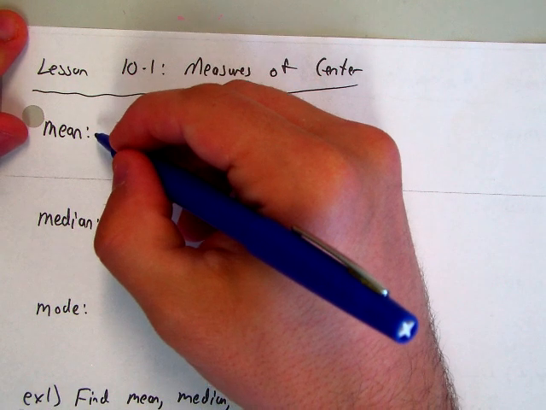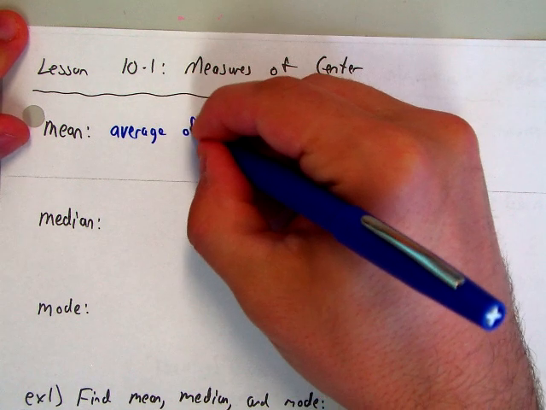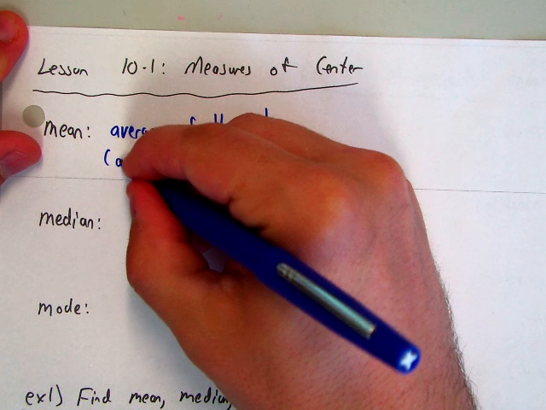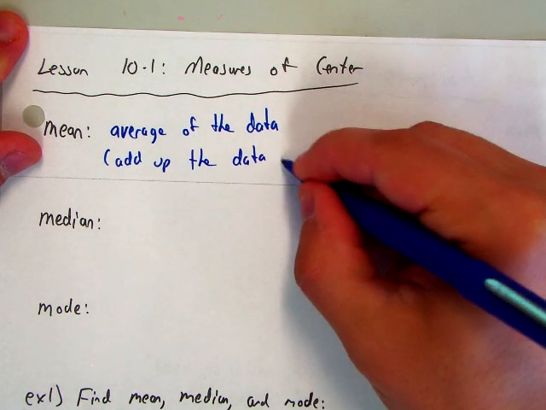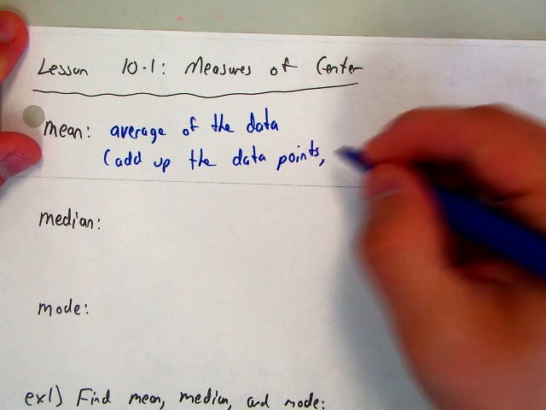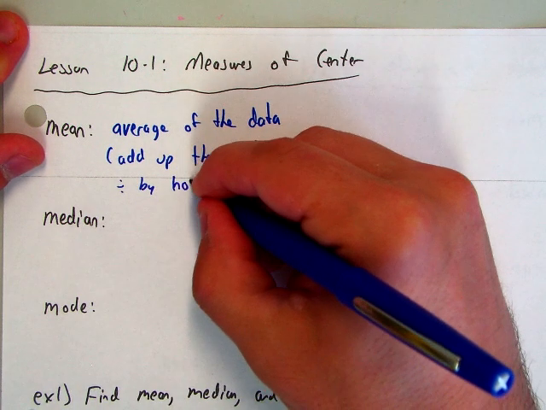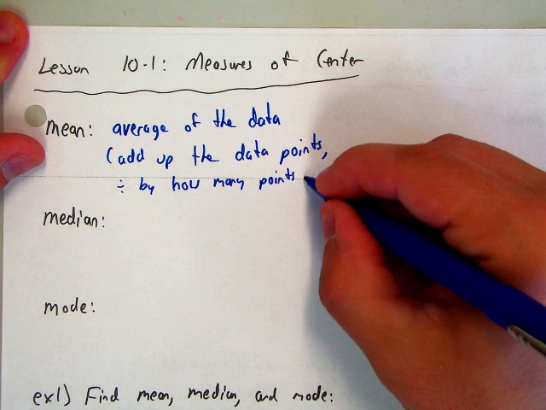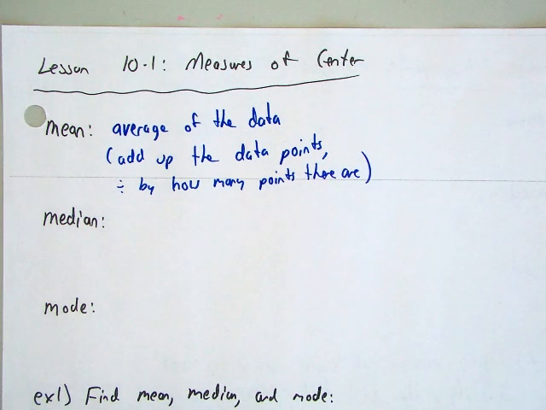The mean, this is the average of the data. And how you find it is you add up the data points and then divide by however many there are. So that's how you find the mean.